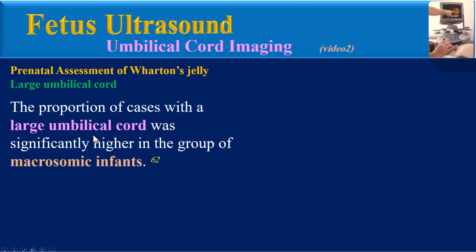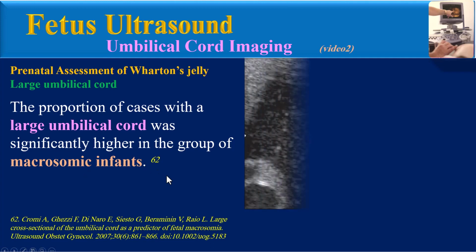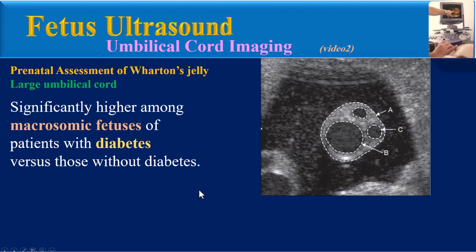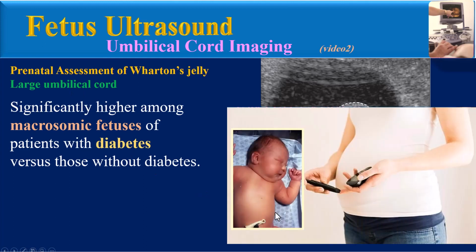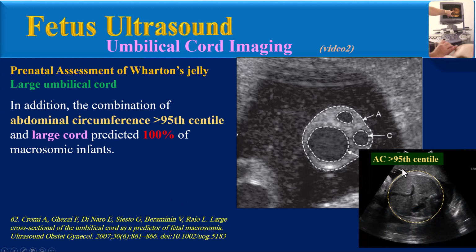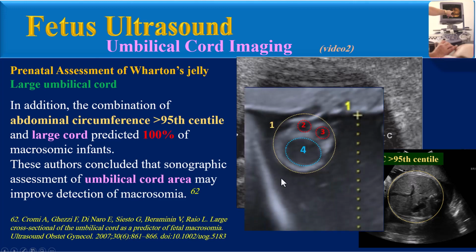The proportion of cases with a large umbilical cord was significantly higher in the group of macrosomic infants. Also, significantly higher among macrosomic fetuses of patients with diabetes versus those without diabetes. In addition, the combination of abdominal circumference more than 95th percentile and large umbilical cord predicted 100% of macrosomic infants. Finally, these authors concluded that sonographic assessment of umbilical cord area may improve detection of macrosomia.